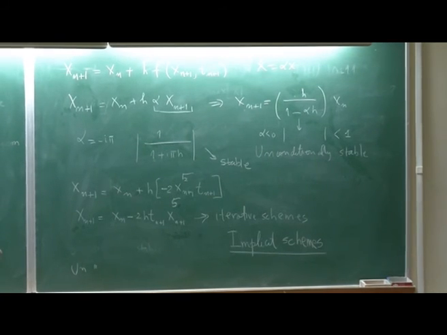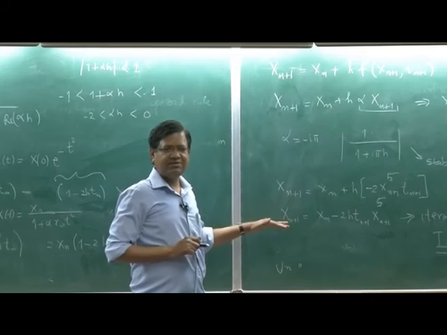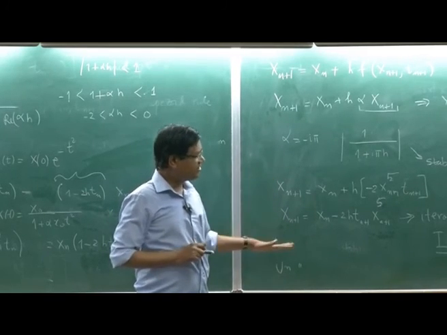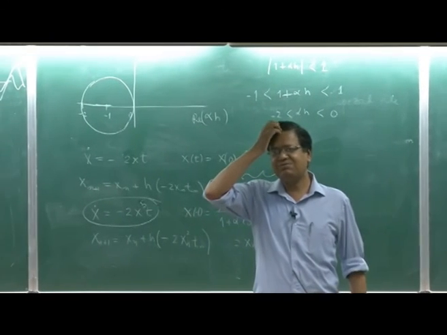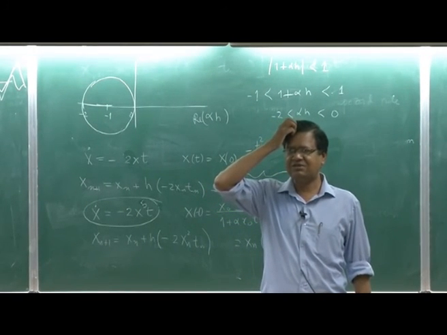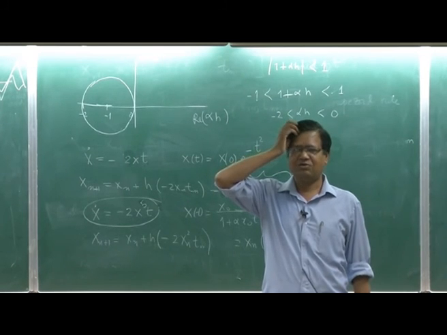So I think I will stop at this point. I will illustrate first with simple codes, and then we will do higher order schemes like Runge-Kutta and the trapezoid rule, so we will do all that. Okay, so I will stop.